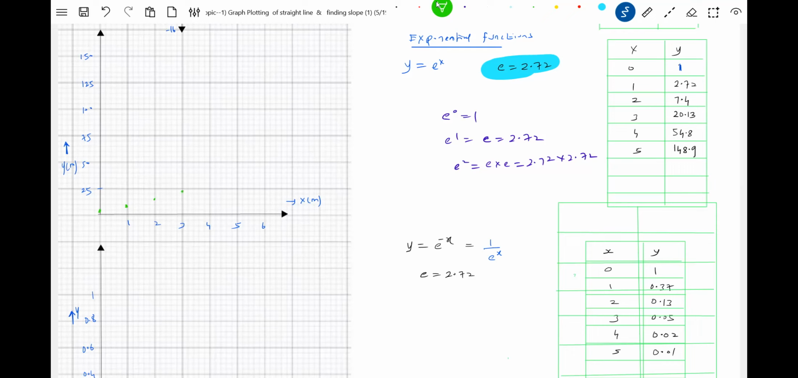X equal to 4, 54.8. X equal to 5, 148. Further, you can go for other values also, x equals 6, 7, 8. The curve is an exponentially increasing curve. So what is the difference between a parabola and this one? In a parabola, the curve will be like this; the exponential is like this. There's a difference.